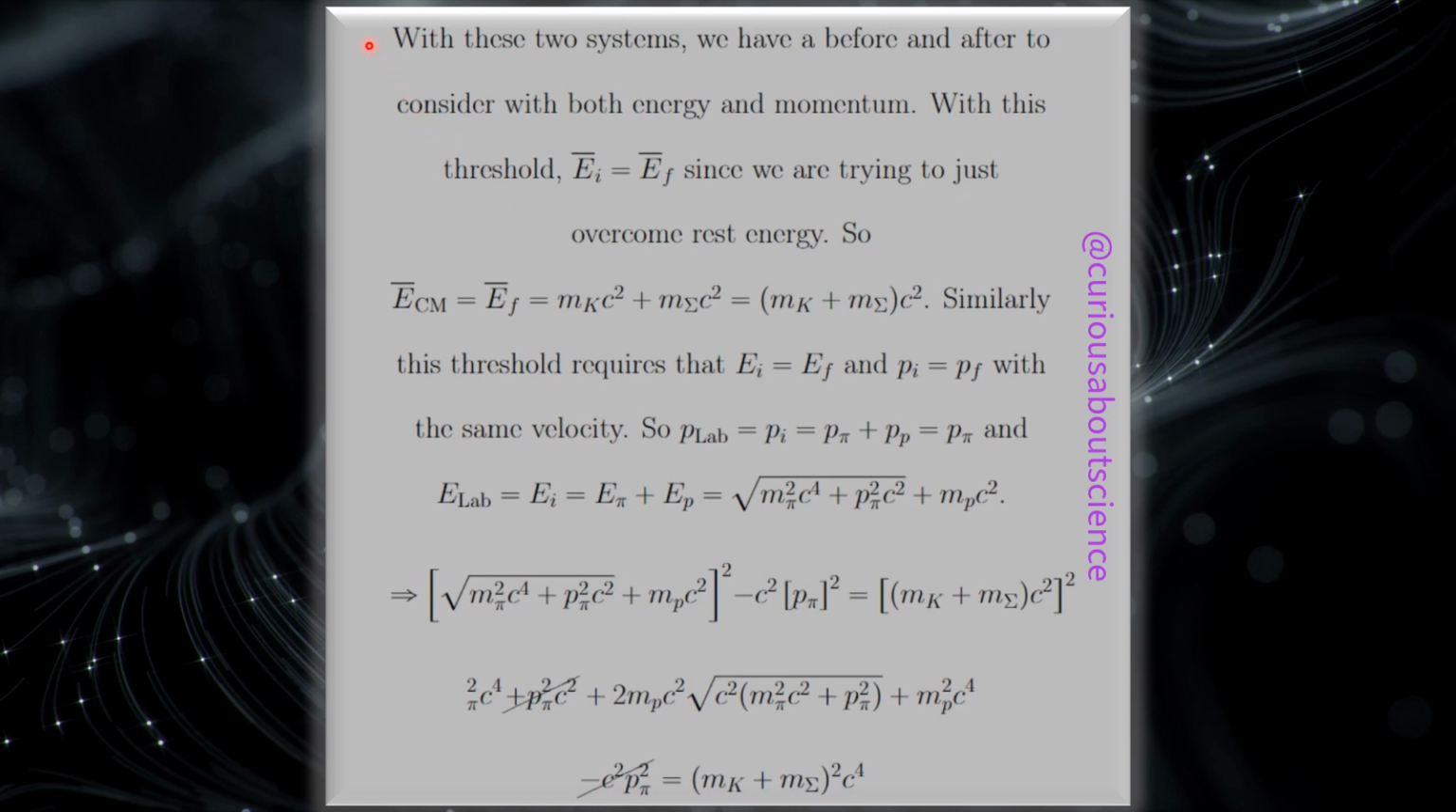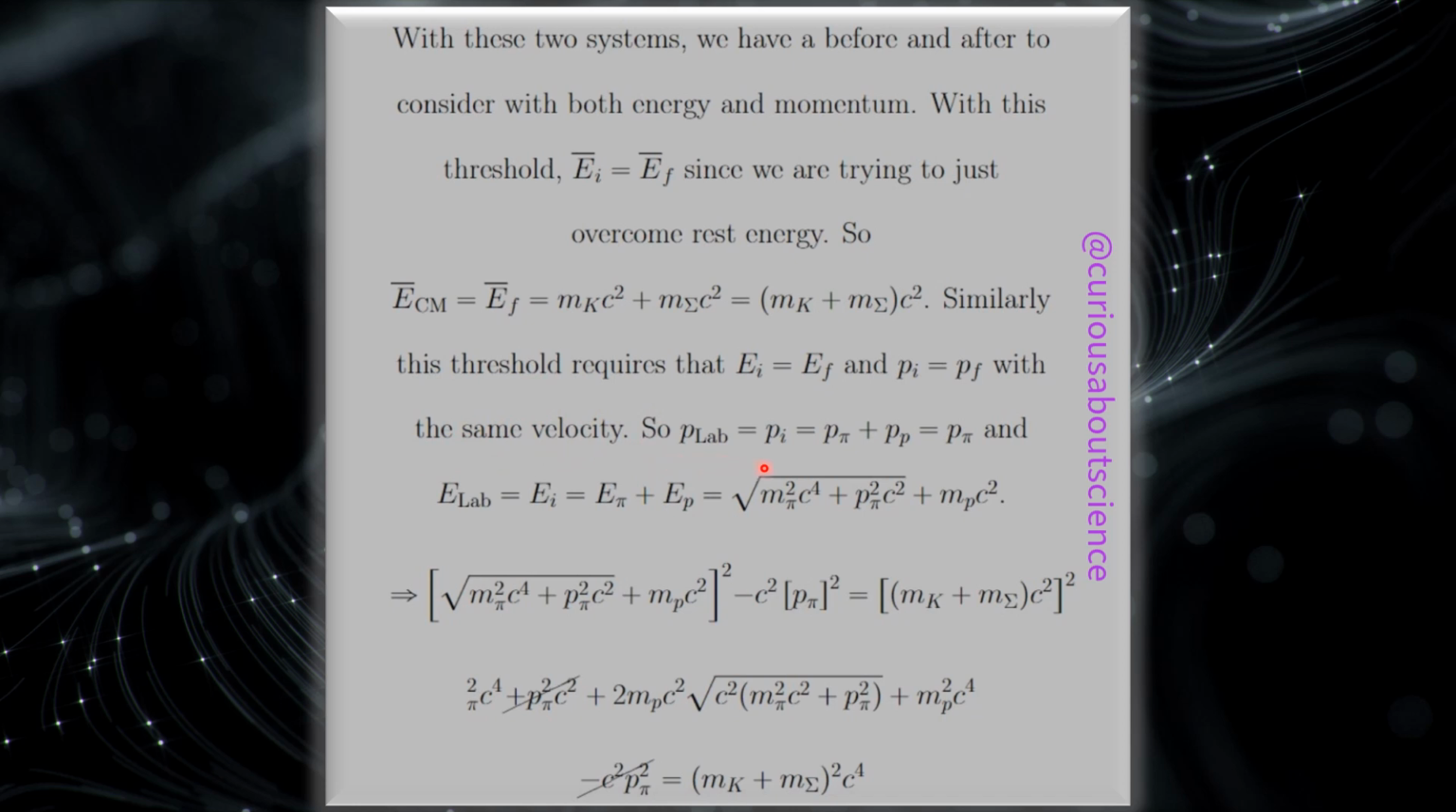All right, so with these two systems, we have a before and after to consider with both energy and momentum. With the threshold, E_I equals E_F bar, since we are trying to just overcome the rest energy. So let's see what we have. E bar in the center of momentum frame equals E_F, equal to M_K c squared plus M sigma c squared, both of them with c squared factored out. Similarly, this threshold requires E_I equal E_F in the untransformed frame, and P_I equal P_F, with the same velocity.